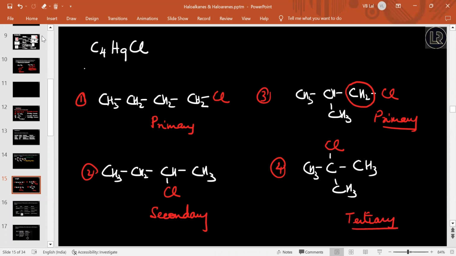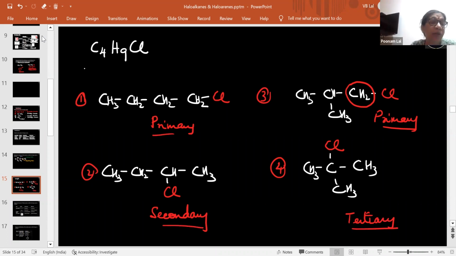Yes, ma'am, because the chlorine is attached to the middle carbon. So you have to carefully see whether your chlorine is attached to a primary, secondary, or tertiary carbon, then decide what type of alkyl halide it is.